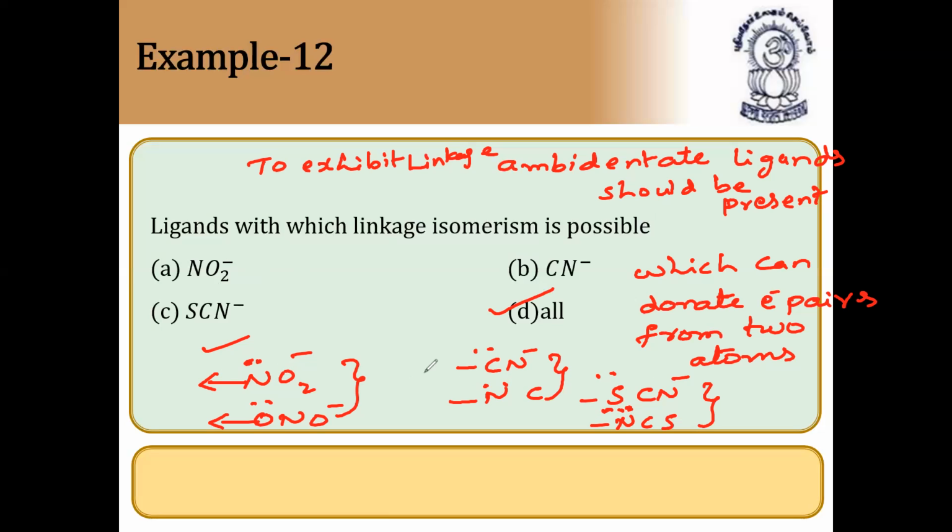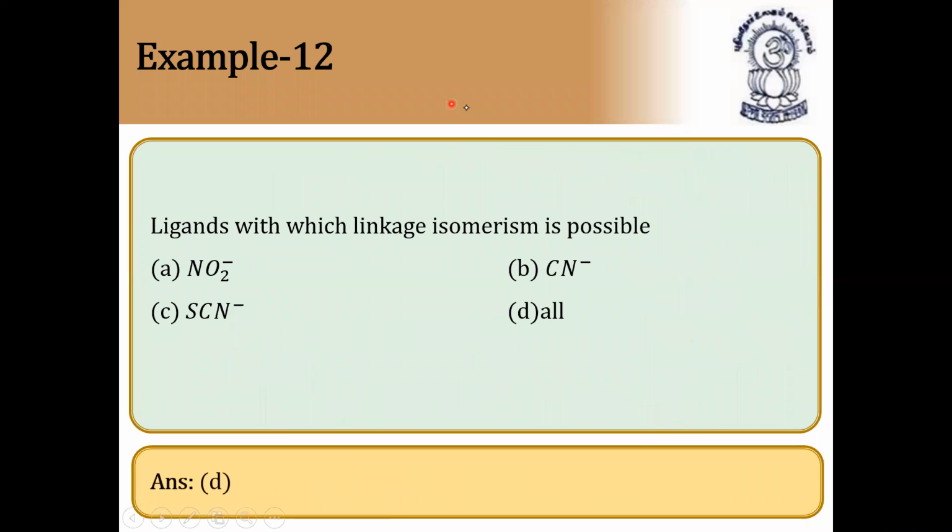So in all these cases, the ligands can donate electron pairs from two atoms. First case from nitrogen, second case from oxygen, third case from carbon, fourth case from nitrogen, fifth case from sulfur, sixth case from nitrogen. So I think the option is 100%, it is all. So let us see, it is correct only. So the answer is all. This question is very, very important. Like these questions are most important. Next question.